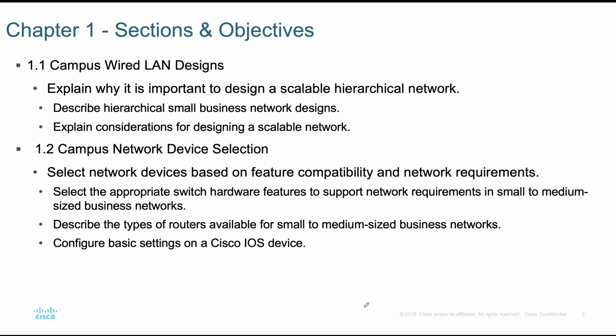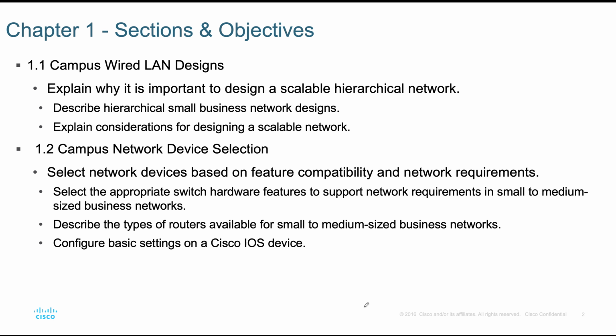Now, the second part looks at the campus network device selection. Here the first objective is to select the network device based on the feature, capability, and network requirement. The sub-objectives we need to grab in this subsection are to select the appropriate switch hardware that we need to use for our network, right? That is suitable for our network, whether it's a small network or a medium network, a switch that is suitable for that type of network.